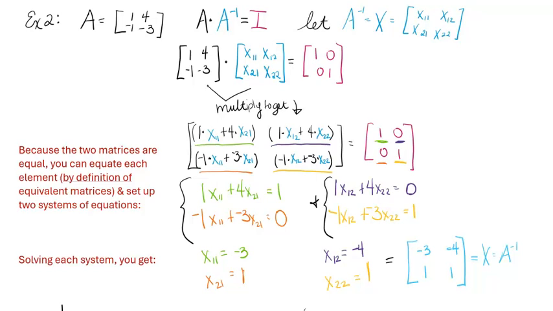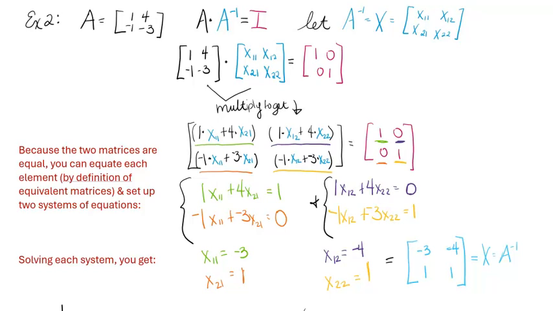And when I solve those two systems of equations, either by substitution or elimination, I get the first element, x11, is negative 3, x21 is 1, x12 is negative 4, and x22 is 1. So I'm going to write that out here in blue as negative 3, negative 4, and 1, 1. That is my x. I've solved for x, which is also the inverse matrix of the original matrix A.